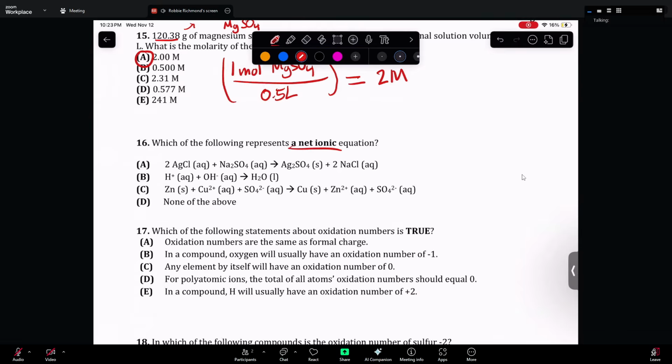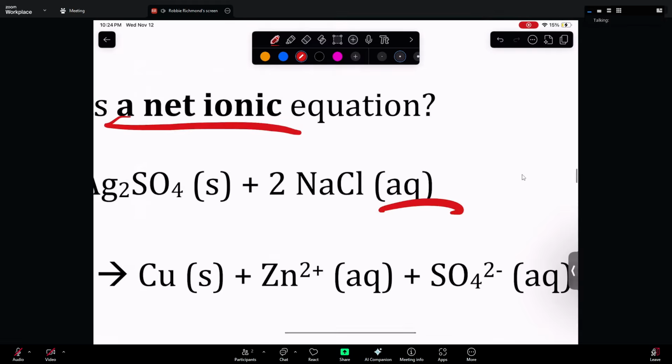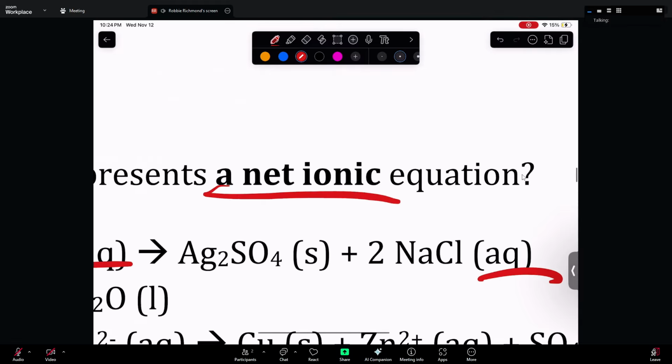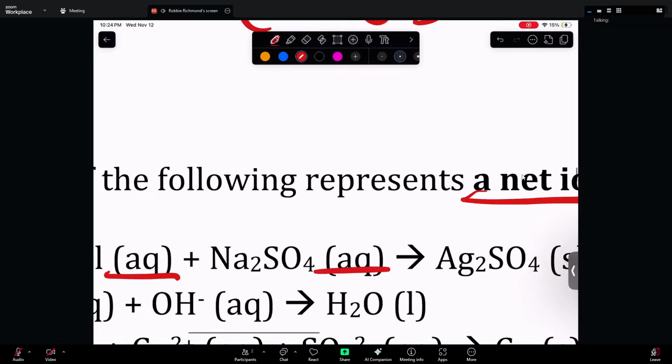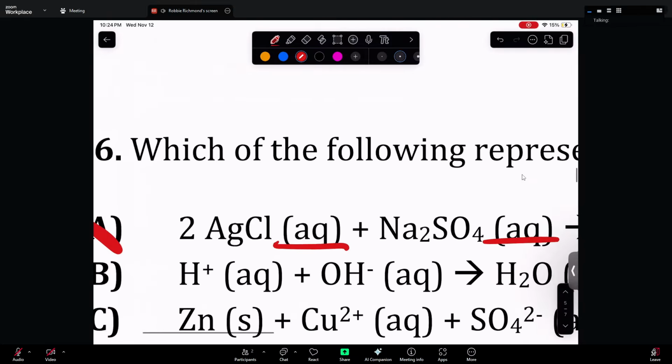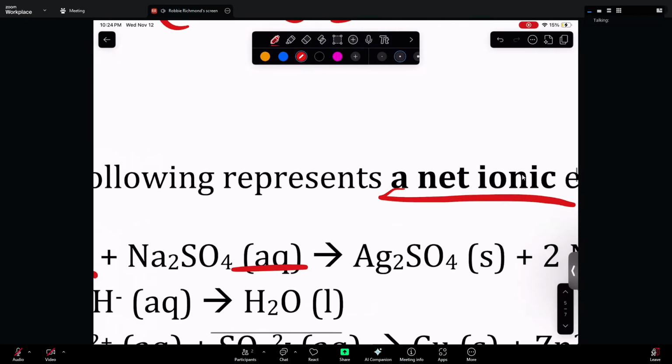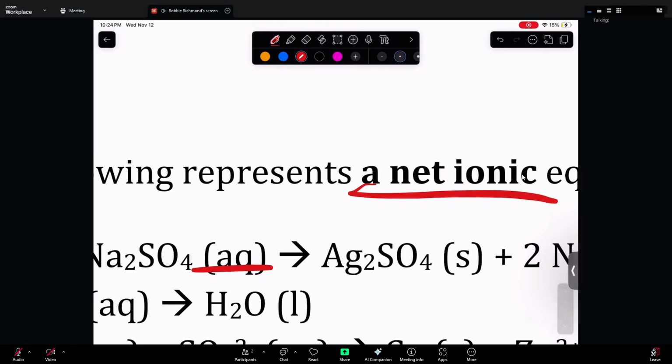Number 16, which of the following represents a net ionic equation? Basically, we're not looking for any spectator ions or aqueous components in either the reactants or the products. So for answer choice A, I see aqueous, aqueous, aqueous, especially in the products. These will be spectator ions. A net ionic equation will only look at the floating ions in the solution within the reactant side and only look at how they form that solid precipitate.